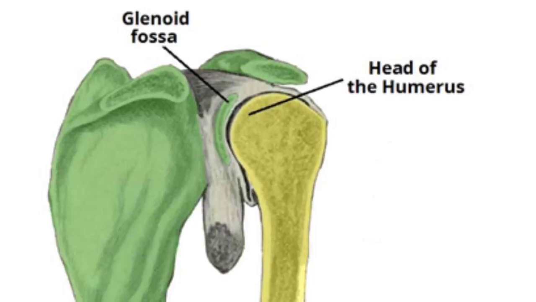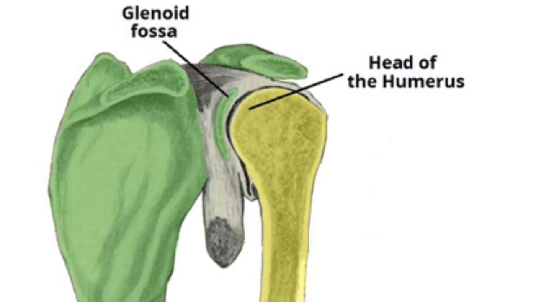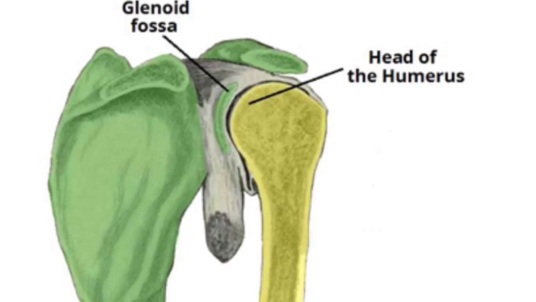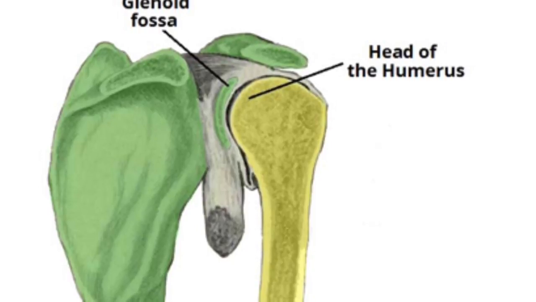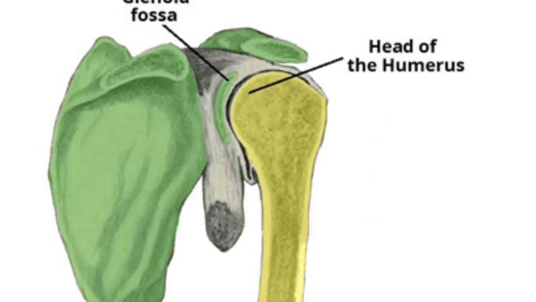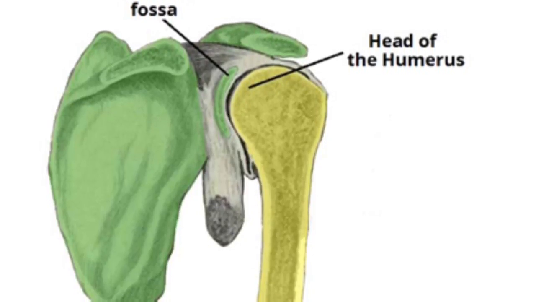I will now be talking about the articulating surfaces of the shoulder joint. The shoulder joint is formed by the articulation of the head of the humerus with the glenoid cavity, or fossa, of the scapula. This gives rise to the scientific name for the shoulder joint, the glenohumeral joint. Both the articulating surfaces are covered with hyaline cartilage, which is typical for a synovial type joint.